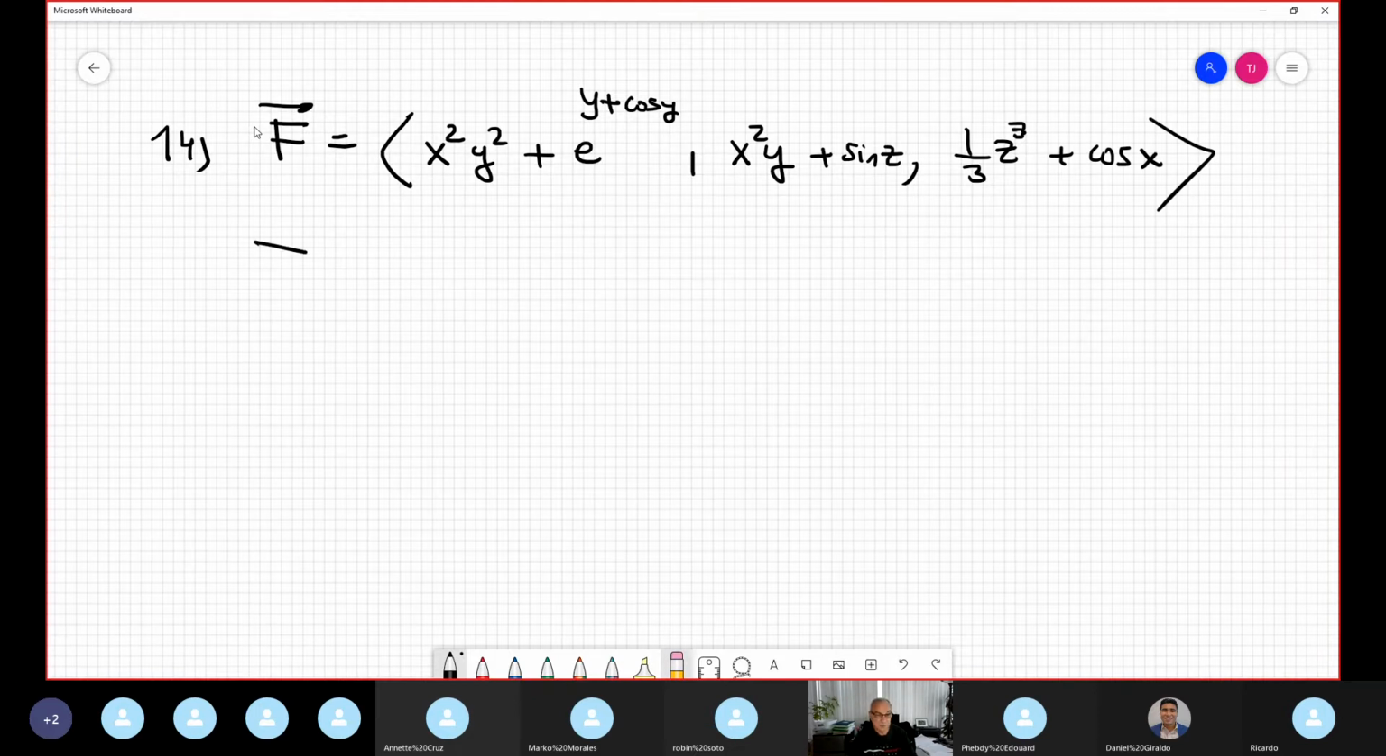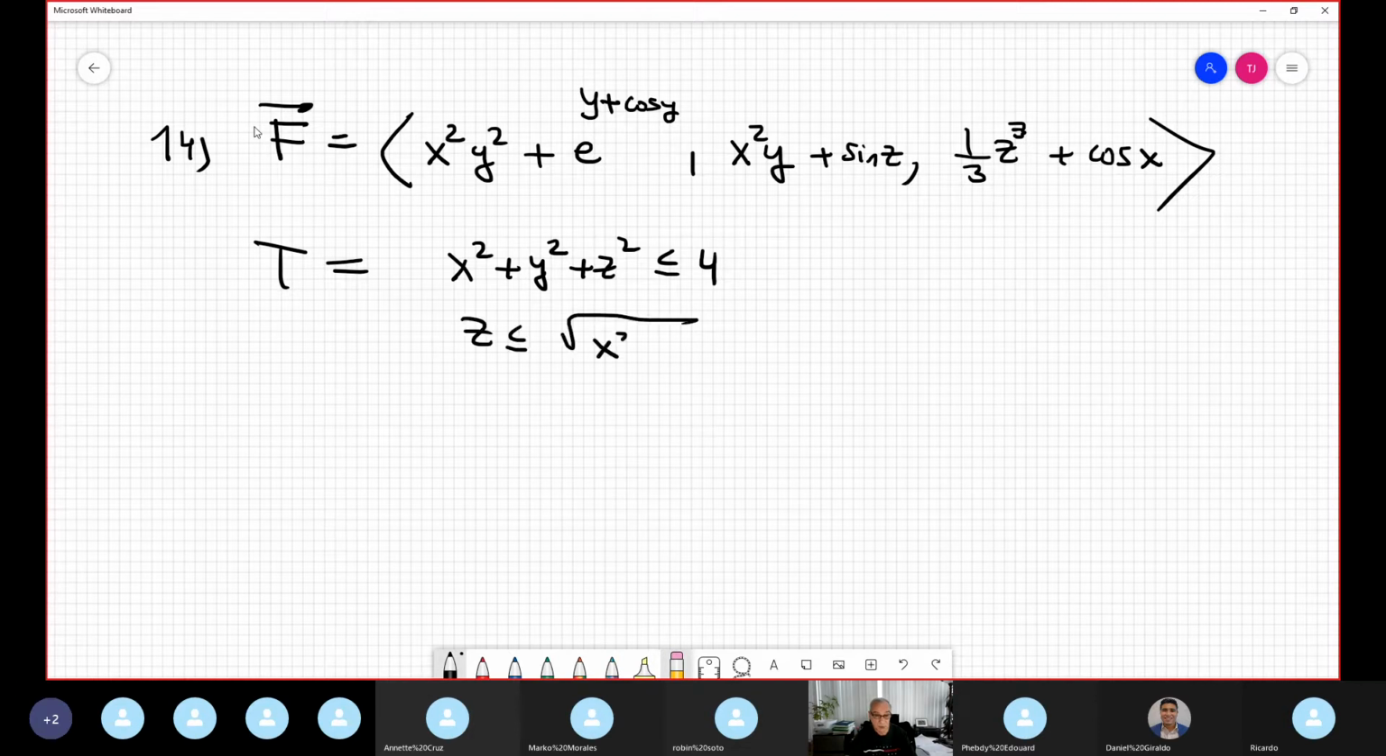My solid is x squared plus y squared plus z squared less than or equal to 4. This is a sphere, the solid ball, no? And z less than or equal to the square root of x squared plus y squared. This is a cone, no? That basically is the solid inside the sphere and below. Below because it's less than. Below the cone. Let me try to represent it graphically.